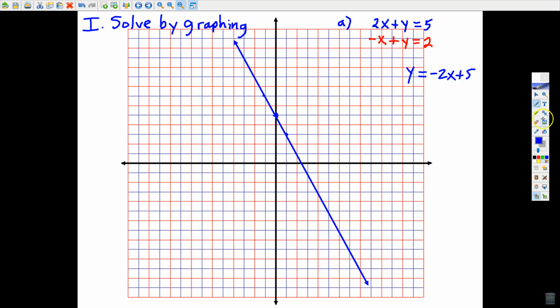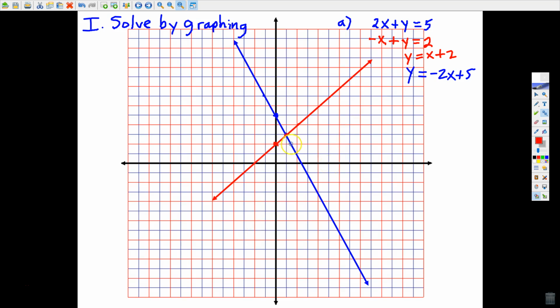All right, now let's work on the red equation. Solving it for y, that just means add x to both sides. It has a y-intercept of 2 and a slope of positive 1. So from the y-intercept, I go up 1, right 1, and grab our straight edge. And you want to draw these lines long enough to give them a chance to intersect.